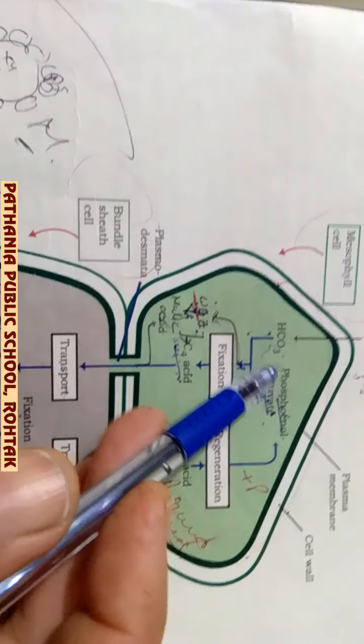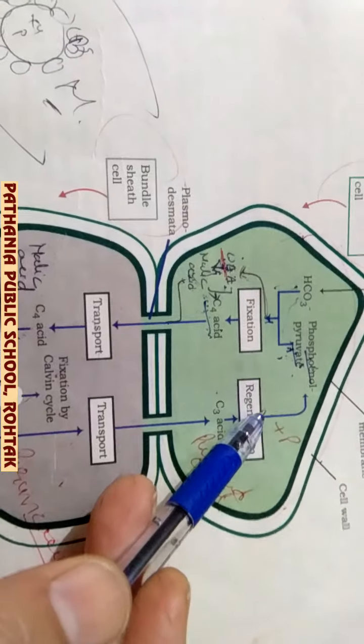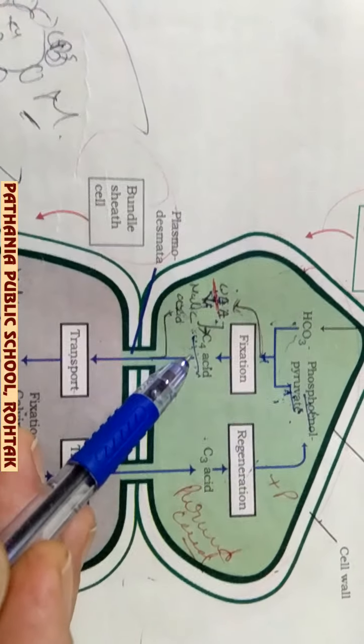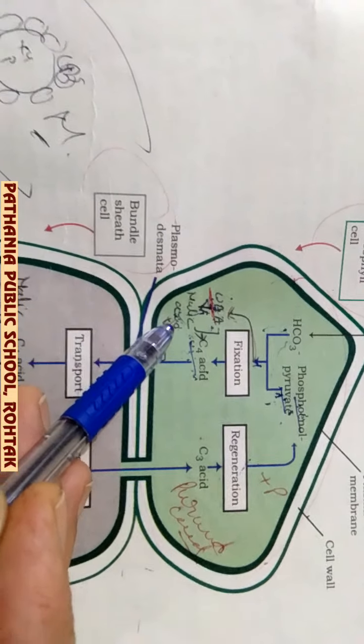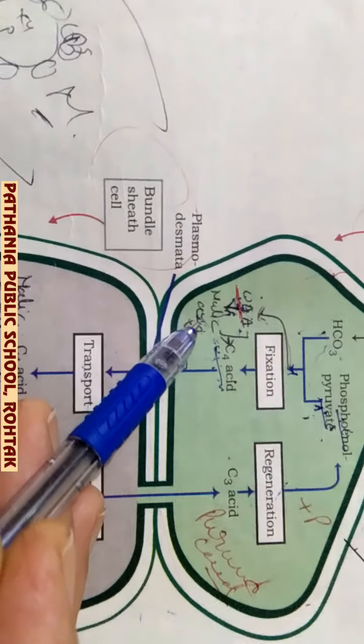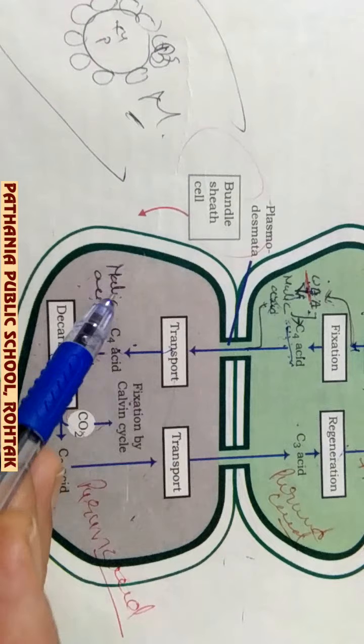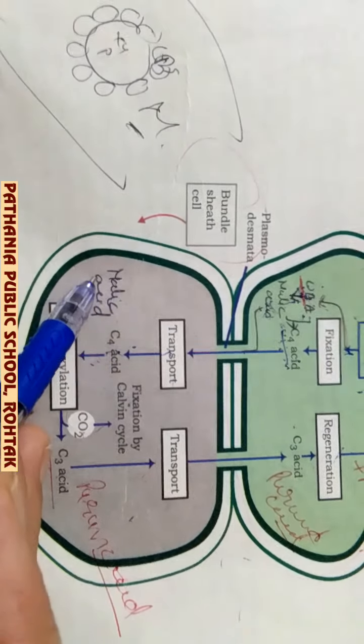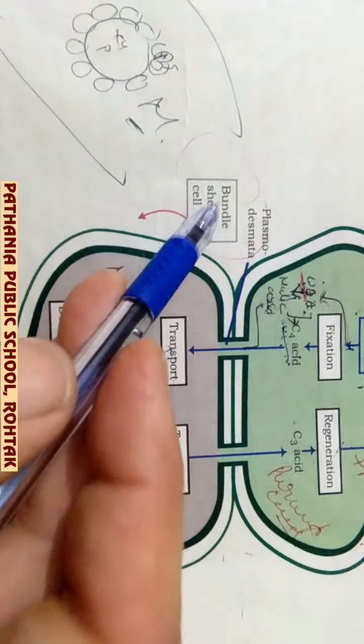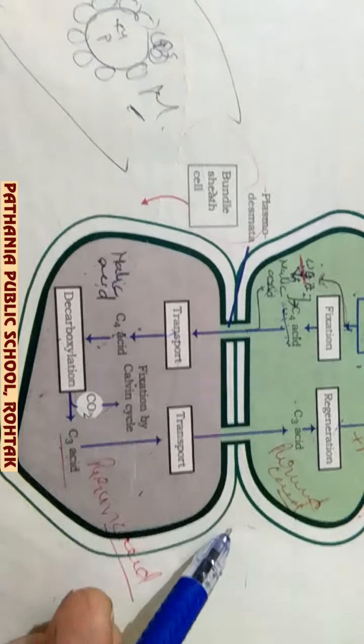Now all this is happening in the mesophyll cell. It starts from here, then it goes back to the mesophyll cell. So this C4 acid which is formed in the mesophyll cell will now be transported to the bundle sheath cell. This malic acid, C4 acid, has now reached the bundle sheath, as they have written, this is bundle sheath.